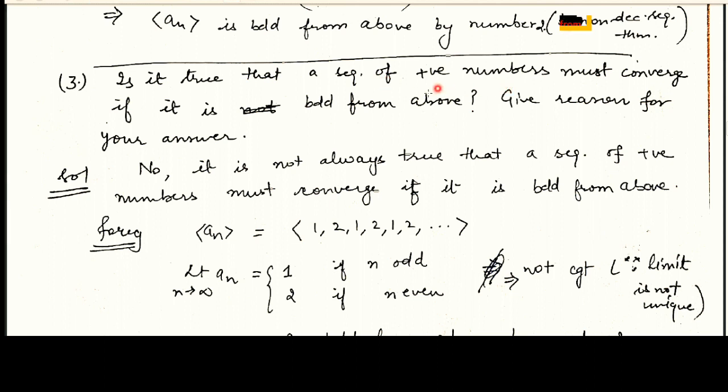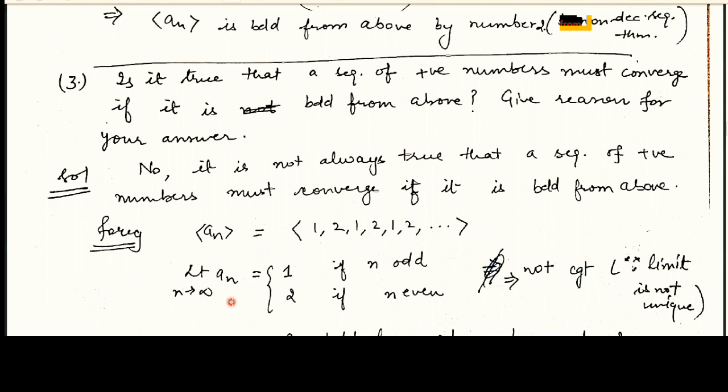Now we have to check whether it is always convergent or not. So this is not true always. Why? Because we have an example of sequences which are positive and bounded from above but not convergent. So no, it is not always true that a sequence of positive numbers must converge if it is bounded from above. You can see with the help of this example, if you consider the sequence 1, 2, 1, 2, 1, 2, this sequence has positive numbers and it is bounded above by the number 2. All the terms of the sequence are less than or equal to 2.